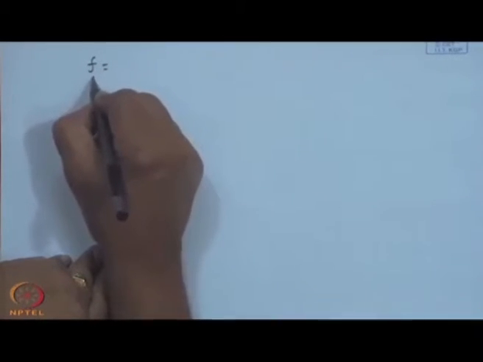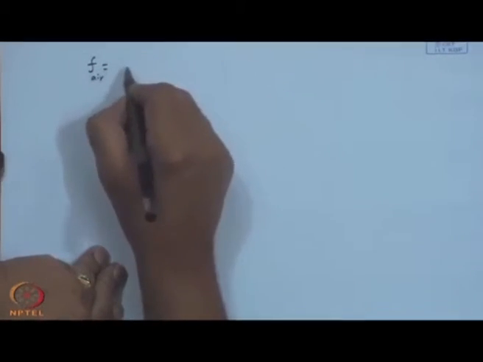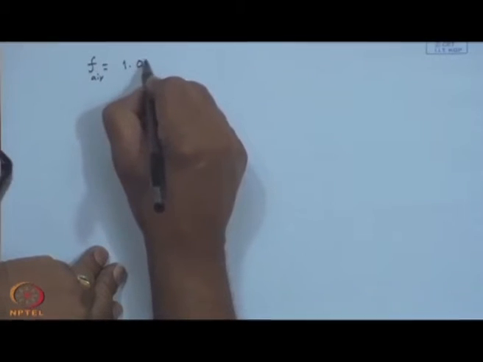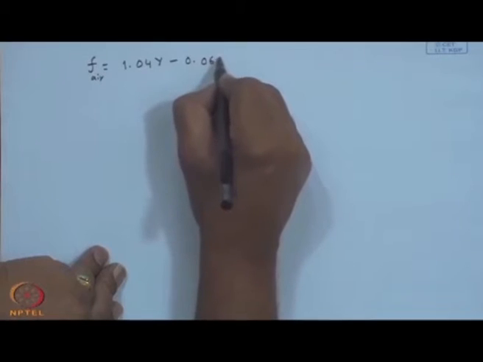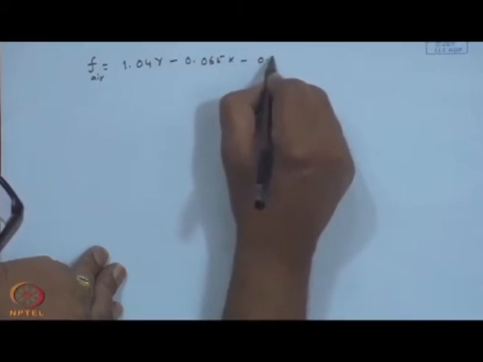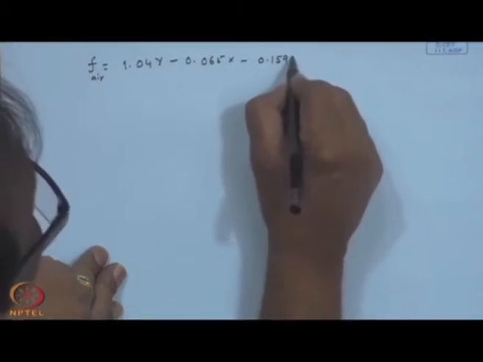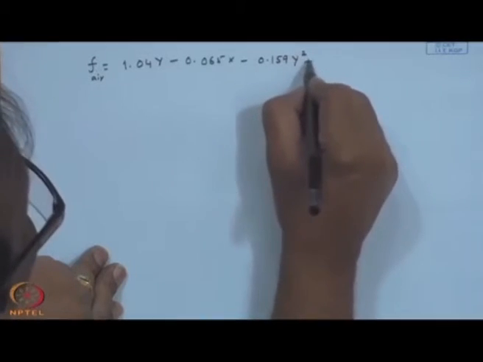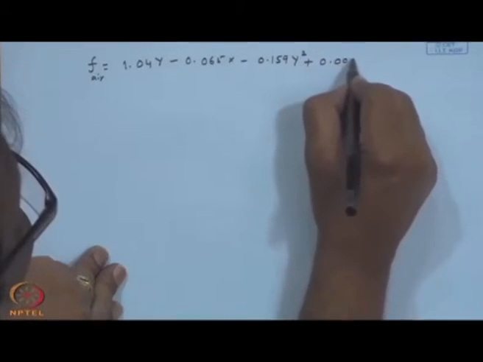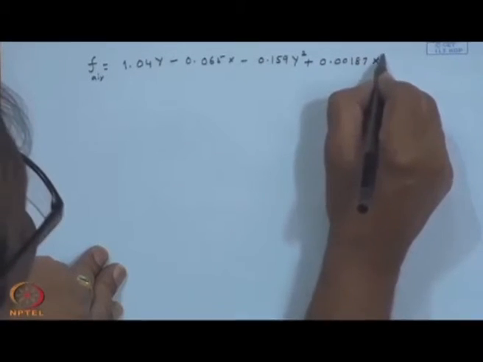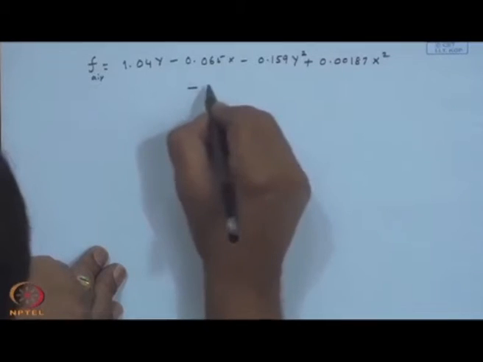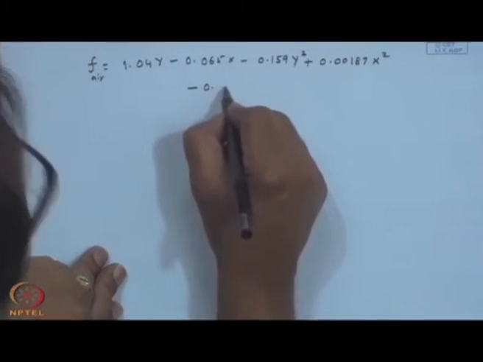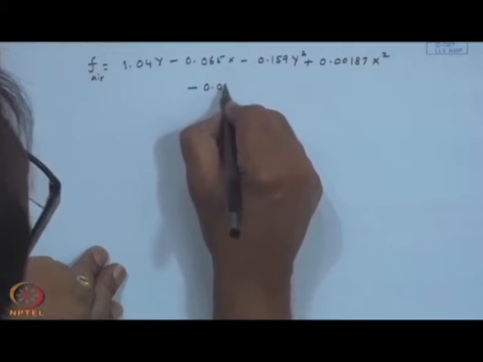So, F is a slightly different expression. So, I will write it as F air, so that you will know that this is for the air based system, minus 0.065 x minus 0.159 y squared plus 0.00187 x squared. Just there are differences in the sign compared to the liquid based system, that you can note the numbers are more or less comparable.